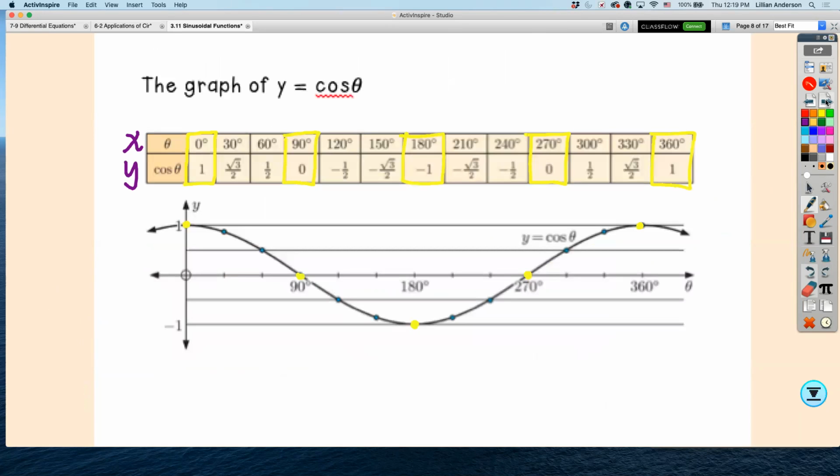And then look at cosine. My maximum is 1. My minimum is -1. So max minus min divided by 2 is also 1. So they have the same. Very good.